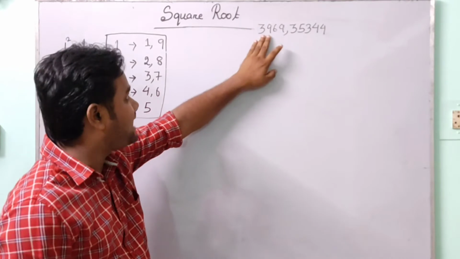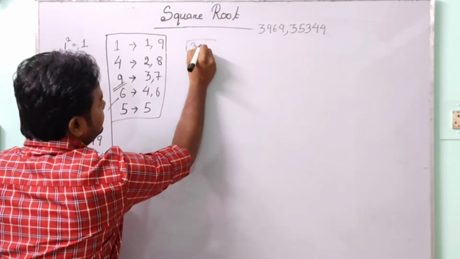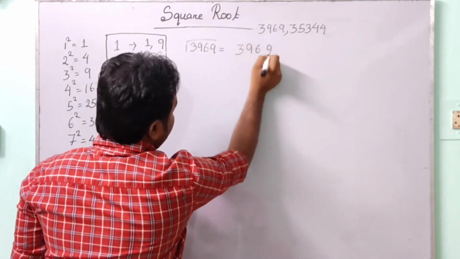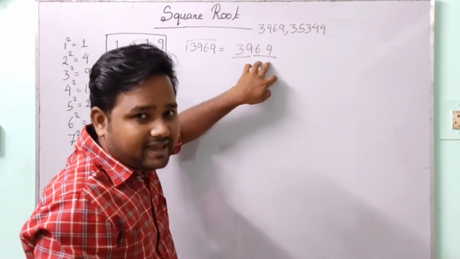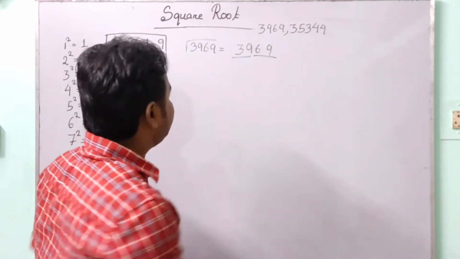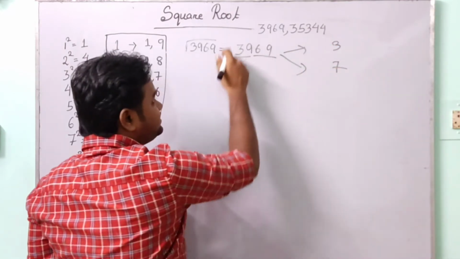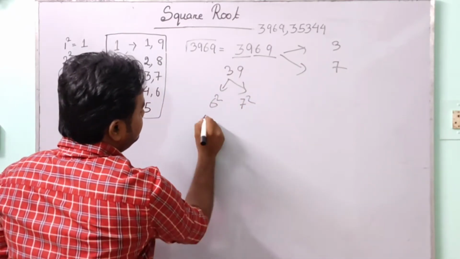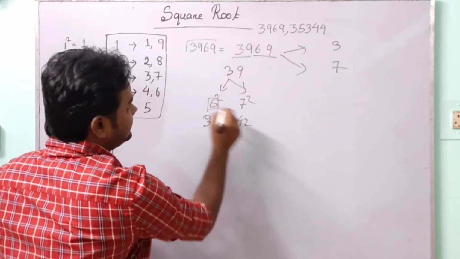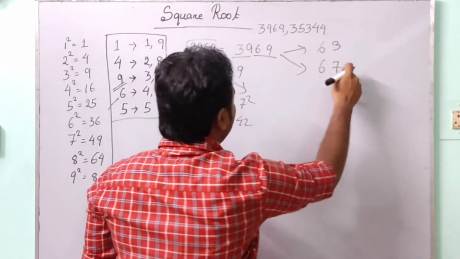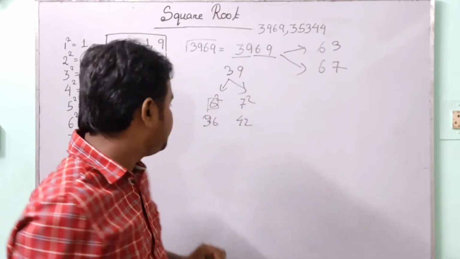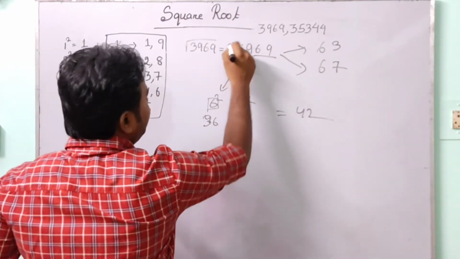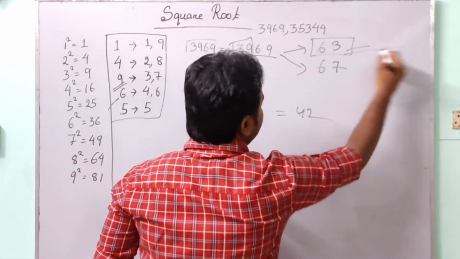The next example is the square root of 3969. I have to do its pairing. By pairing, I got 69 and 39. So in 69, the unit digit is 9. So in place of 9, I will write 3 or 7. And the rest part is 39. The perfect squares here are 6 square and 7 square, 36 and 49. So I will write 6 here, and here. The answer will be 63 or 67. That means I have to multiply 6 and 7, which is equal to 42. Since 39 is less than 42, the lesser number is the answer. So 63 is the answer.